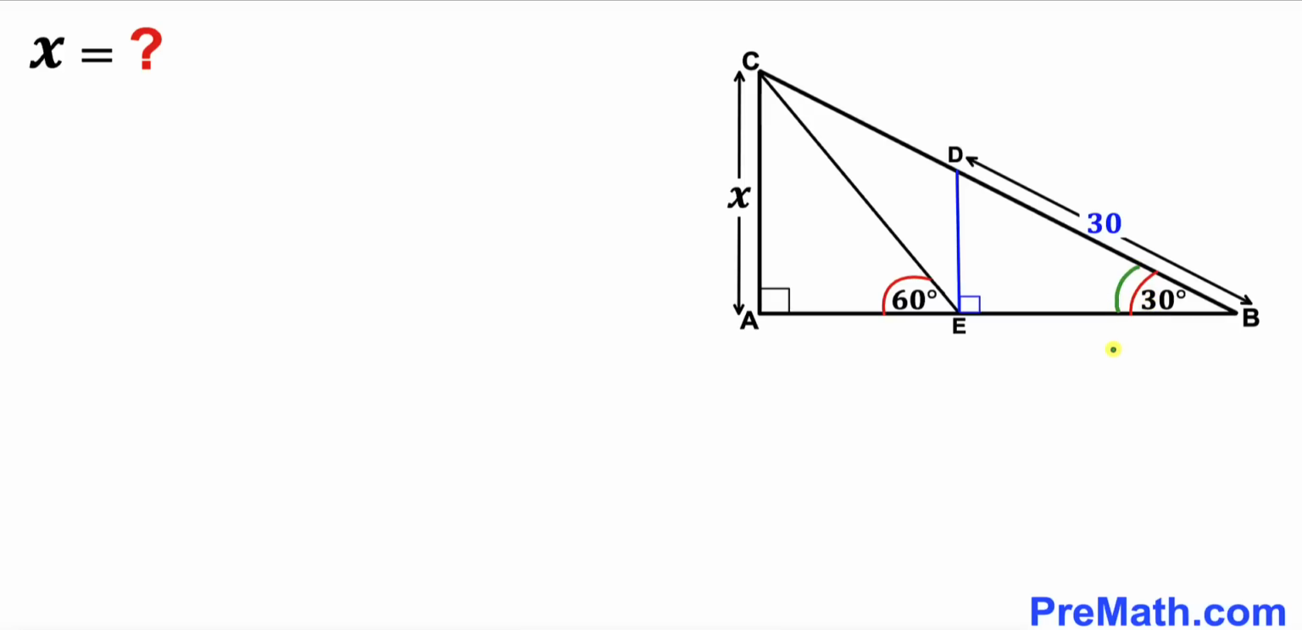In this video, we have this right triangle ABC such that angle ABC is 30 degrees, as you can see in this diagram. Moreover, line segment CE makes an angle of 60 degrees, and line segment DE is 90 degrees. Furthermore, line segment BD is 30 units. Our task is to find the value of side length X.